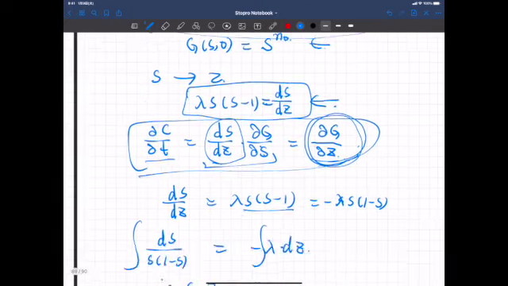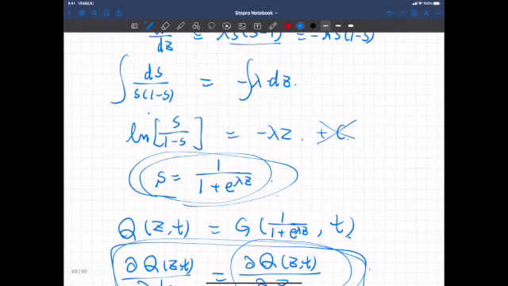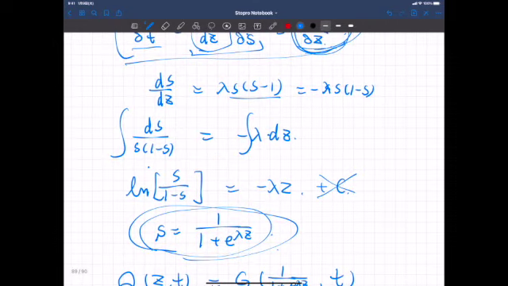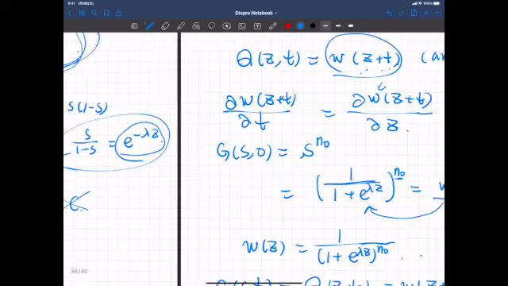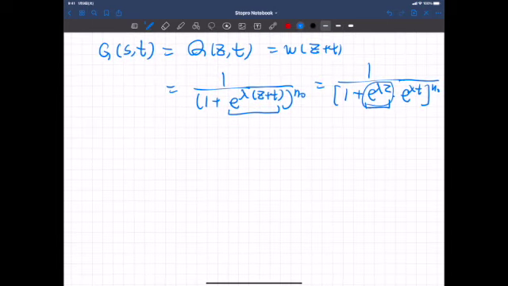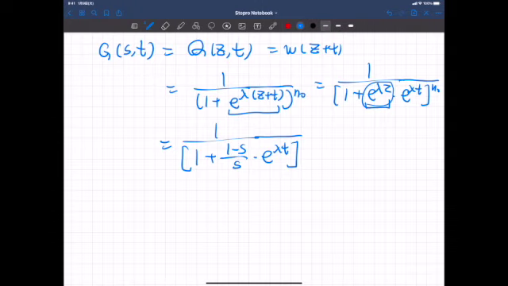So this part is equal to, from here, if you take the exponential of both sides, you have s over 1 minus s equal to exponential of negative lambda z. So from this, we can get rid of exponential of lambda z here. So that is 1 plus (1 minus s over s) exponential of lambda t, to the power of n0.